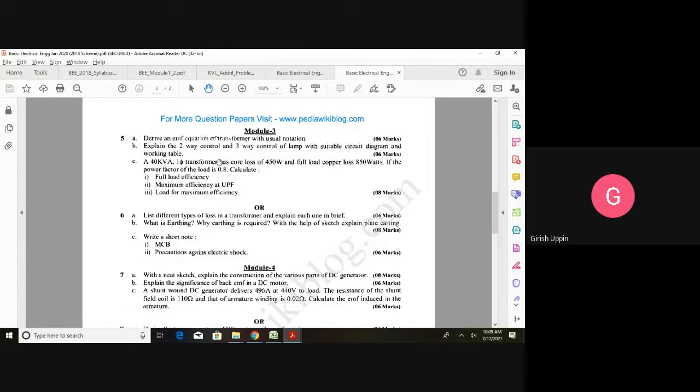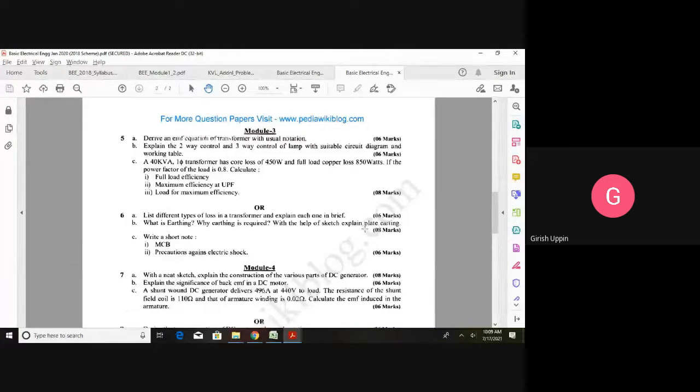And this is a simple problem based on the efficiency. List different types of losses in the transformer. Okay, and explain each one in brief. That is for 6 marks. What is earthing? Why is earthing required? With the help of a sketch, explain plate earthing.